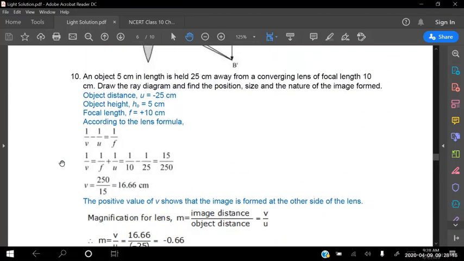You have to take a scale, because 25 centimeter will be very difficult to draw in the copy. So you choose a scale. Suppose 5 centimeter is equal to 1 centimeter. f is equal to 10 centimeter, it will become 2 centimeter when you draw. u will be equal to 5 centimeter when you draw. So just see on the whiteboard how we can draw this.